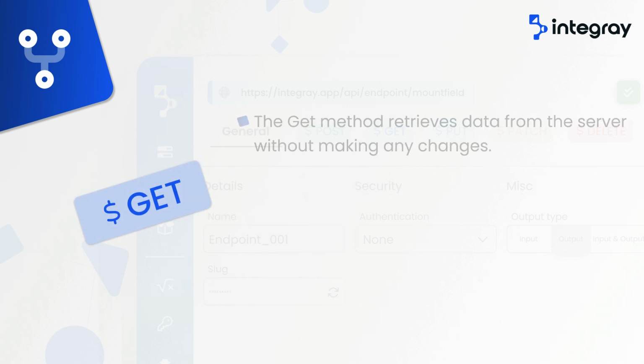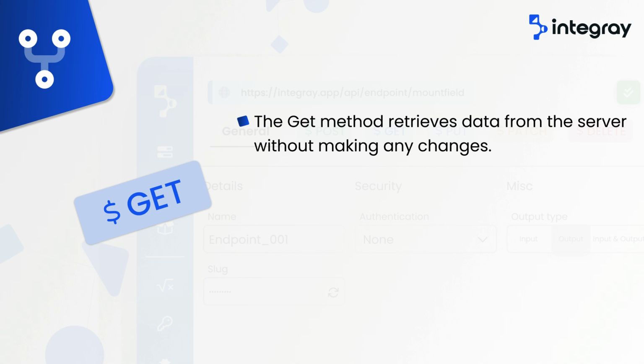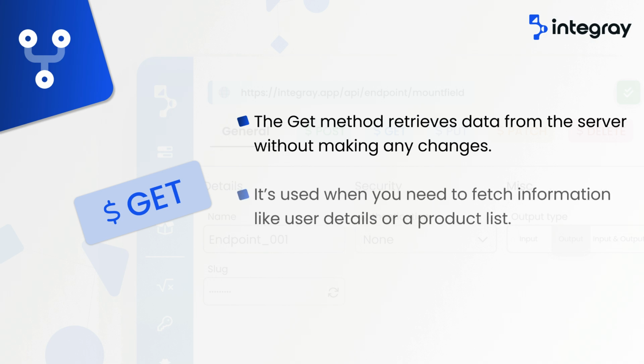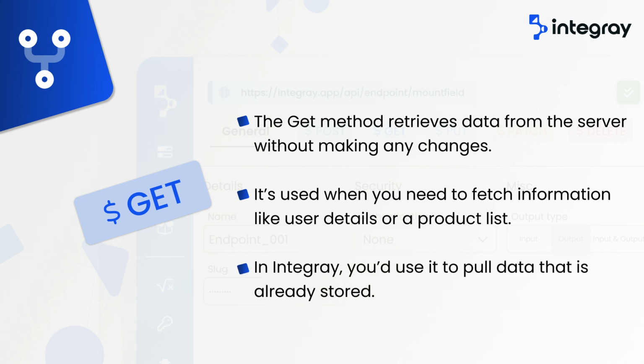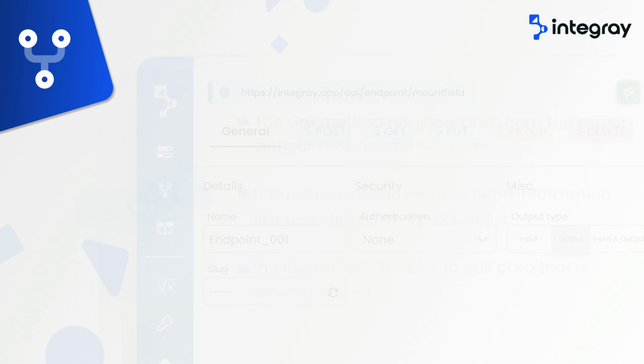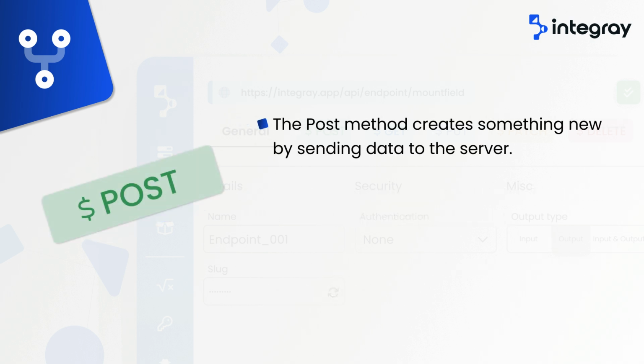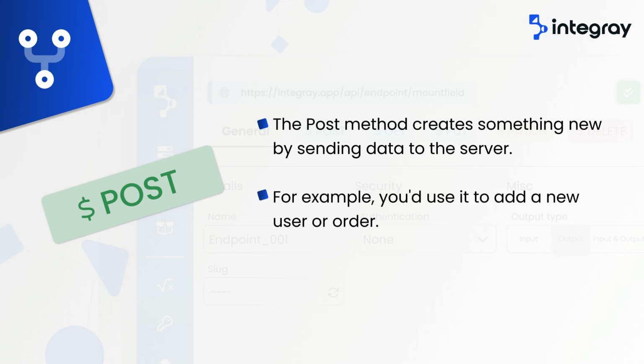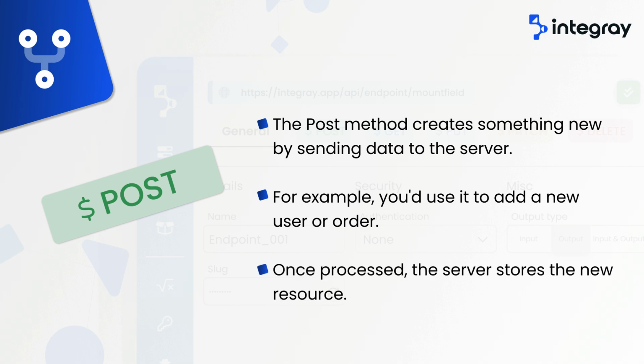The get method is all about retrieving information from the server without changing anything. Think of it as you asking for data without touching or modifying it. In Integray, you'd use get when you want to pull details like user information or a list of products. The post method is what you use when you want to create something new. This could be adding a new customer, creating a new task, or registering a new user in your system. It sends data to the server, and that data is processed to create the new resource.